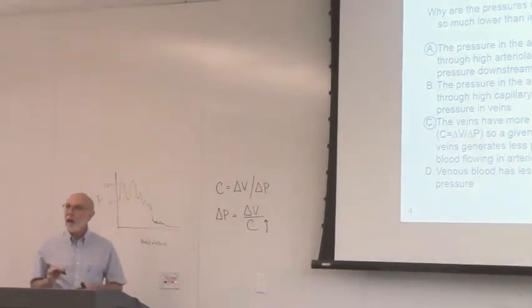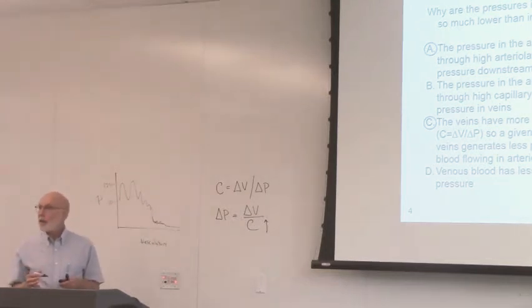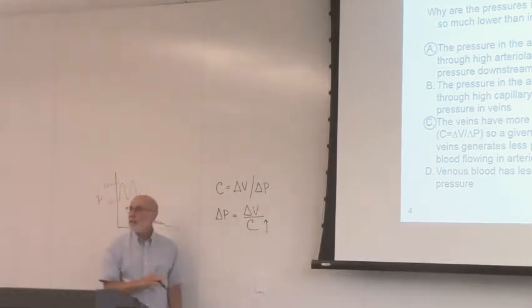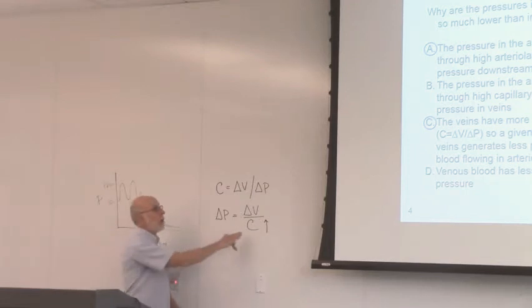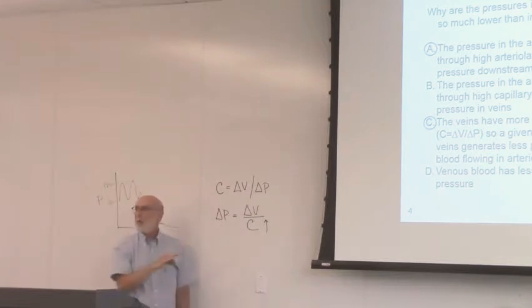And so this is a new concept. The compliance of veins, being thin-walled and stretchy, is greater than the compliance of arteries, which are thick-walled and stretchy. But the compliance of veins is high relative to the compliance of arteries. So if the compliance of veins is high, for a given pulse of volume, there is a lower pulse of pressure.